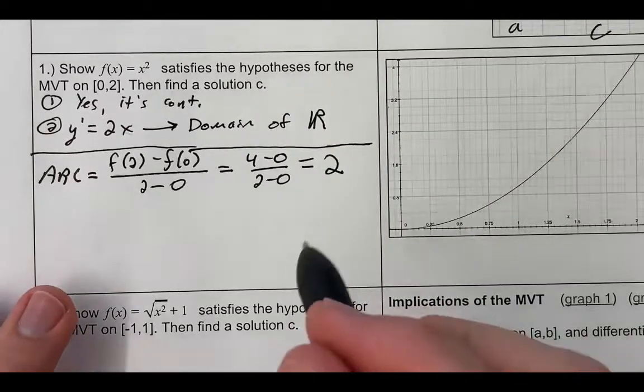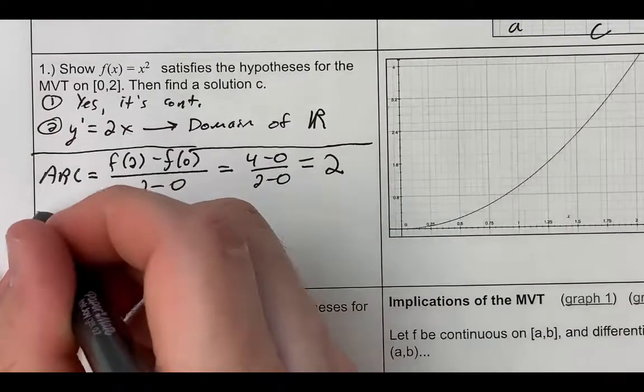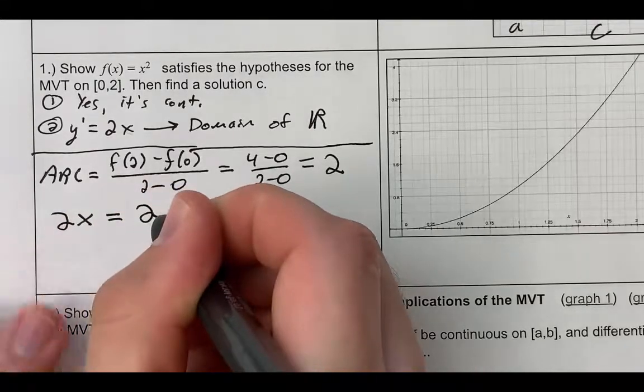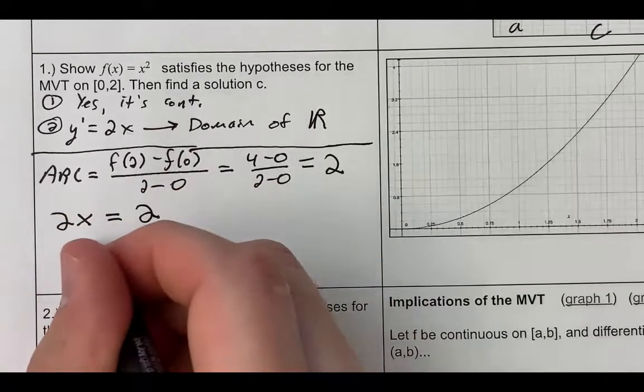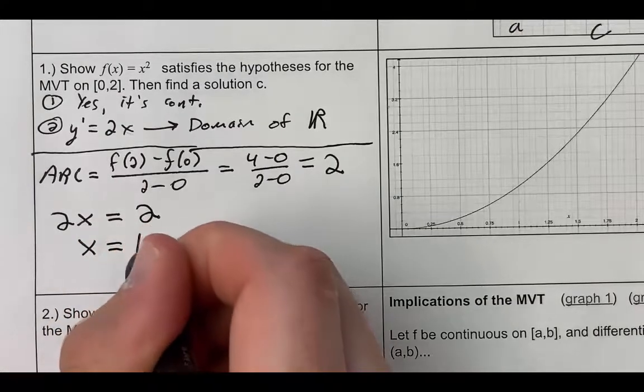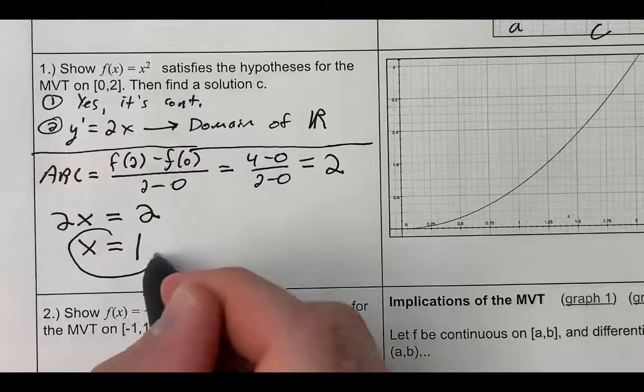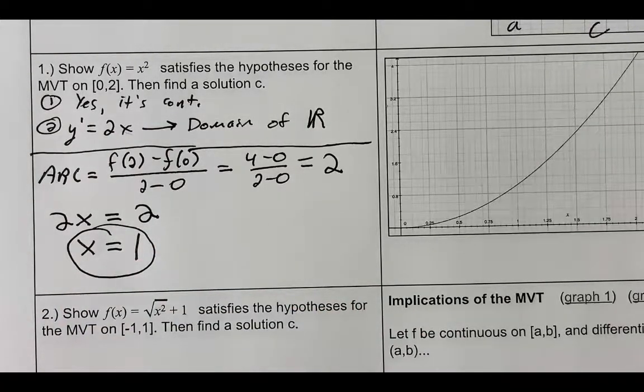So we're going to set y prime equal to 2. In other words, we'll set this up: 2x equals 2, and we'll solve. We get that this happens when x equals 1. Okay, so that's the c value. That's the point at which the tangent line has the same slope as the secant line.